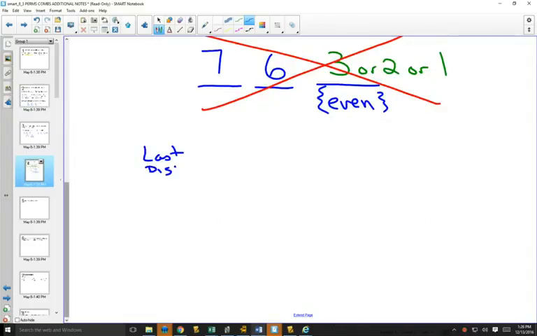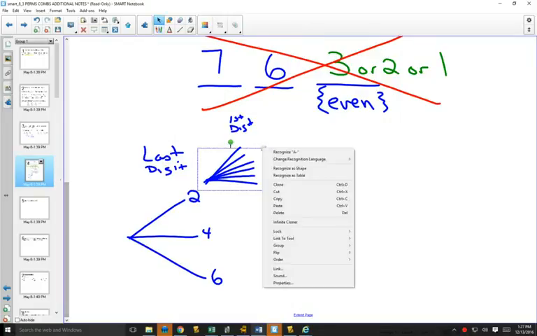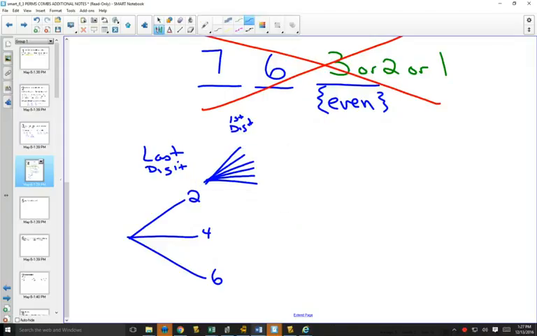We're figuring out our last digit first. It can be a 2, a 4, or a 6. If you chose a 2, now we can go to our first digit. Does it make sense that if you chose the 2, your first digit could be a 1, a 3, a 4, a 5, a 6, or a 7? You just can't choose the 2.